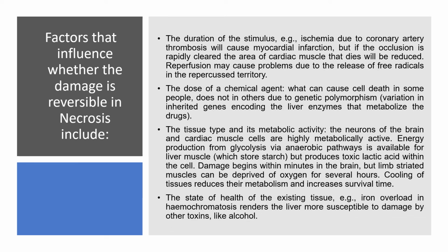Number four is the state of health of existing tissue. For example, iron overload in hemochromatosis renders the liver more susceptible to damage by other toxins like alcohol. So these are the factors that influence whether the damage is reversible in necrosis or not. Number one was duration of stimulus, number two dose of chemical agent, number three tissue type and its metabolic activity, and number four is the state of health of existing tissue.